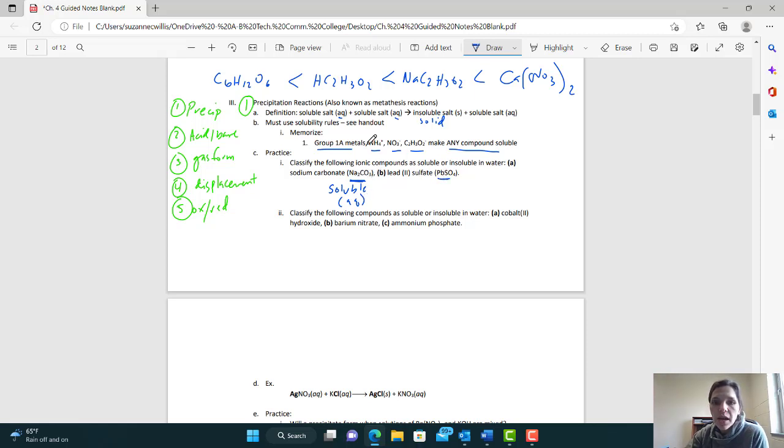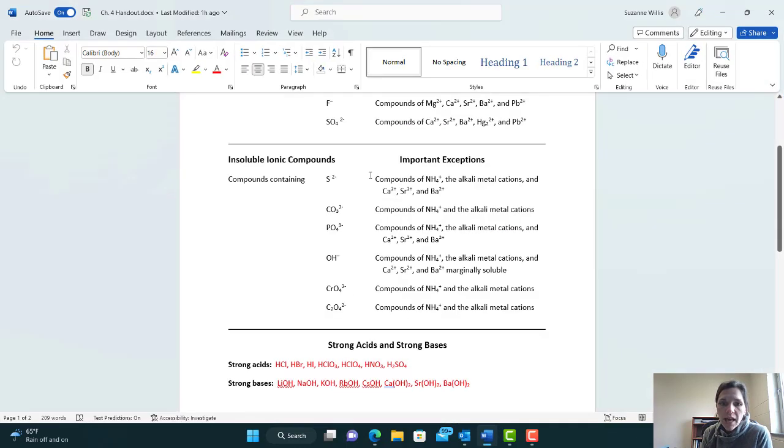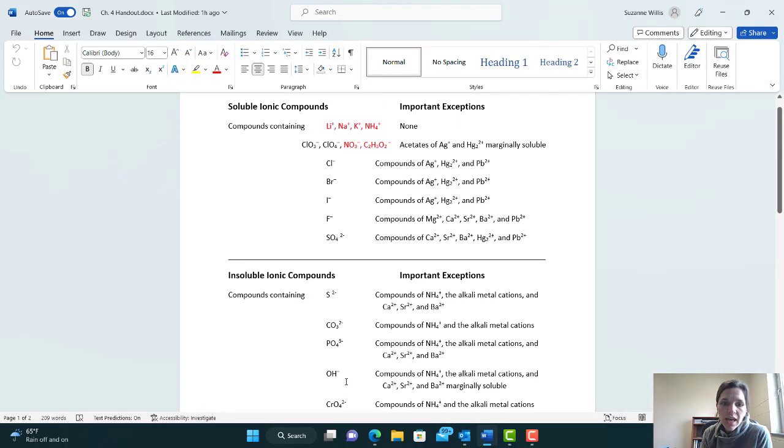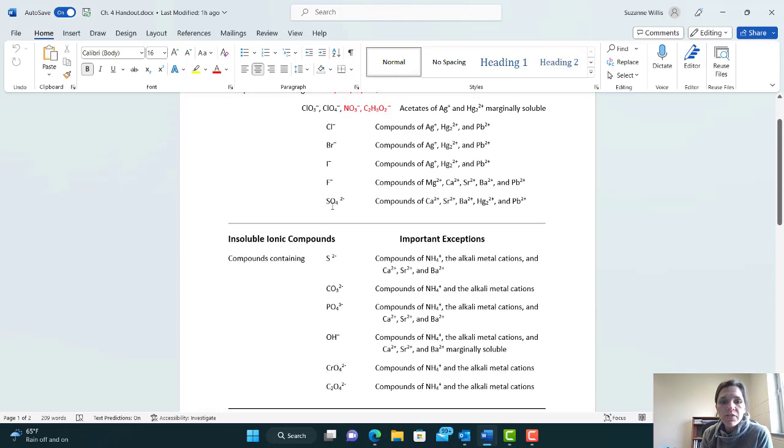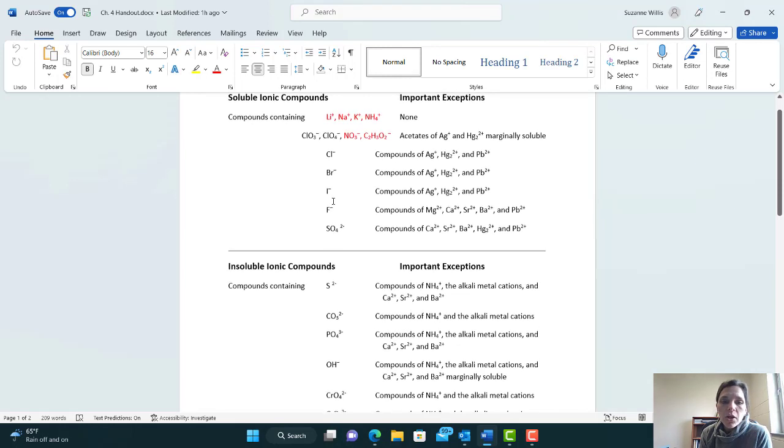Lead 2 sulfate. Okay, well, none of these apply. It's not a group 1 metal, and I don't see sulfate. So let's go to our rules. We're going to look for lead and sulfate. Do you see that you don't see lead on a rule? You don't start with the exception. You start with the rule. There's no lead, but there is a sulfate rule. So let's start with that.